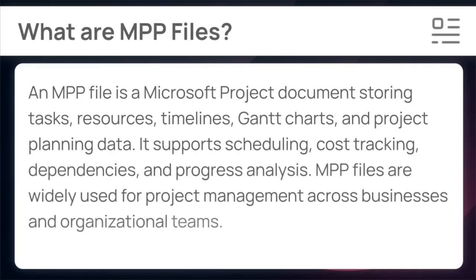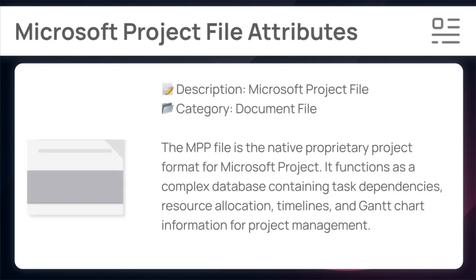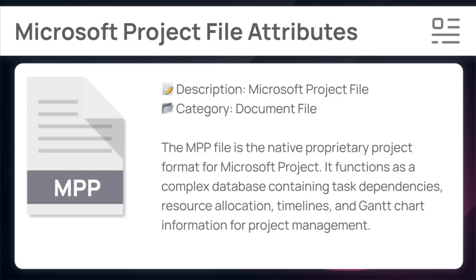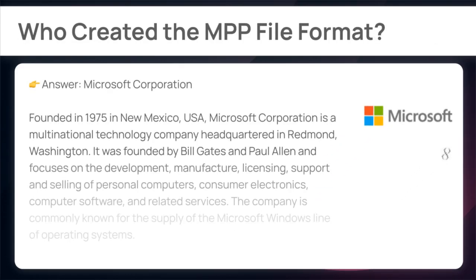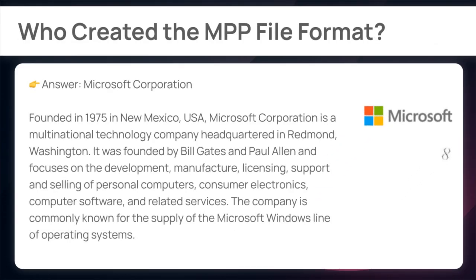The MPP serves as a primary example within the document file classification. The chosen format for data exchange is the Microsoft Project file type. The MPP file is the native proprietary project format for Microsoft Project. It functions as a complex database containing task dependencies, resource allocation, timelines, and Gantt chart information for project management. Developed by Microsoft, the format is closed source and relational. Its structure maintains all project dependencies.